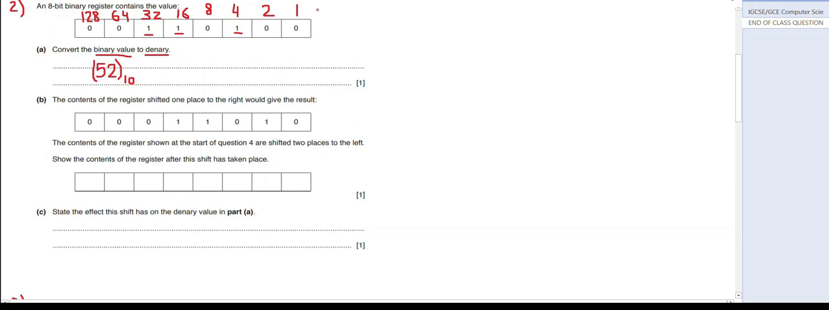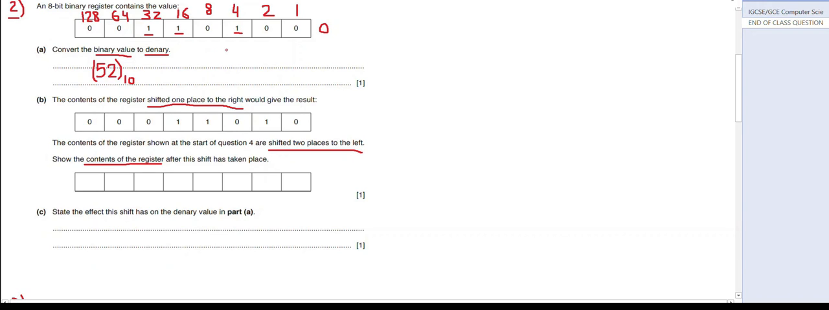We will start from right and shift it one place. When this will be shifted one place to the right, this will come here, and the previous one will take its position. This will be 0 0 0 1 1 0 1 0 when we shift it one place to the right. Now the question is, the contents of the register shown at the start of the question, that means this question, are shifted two places to the left. Now show the contents of the register now.